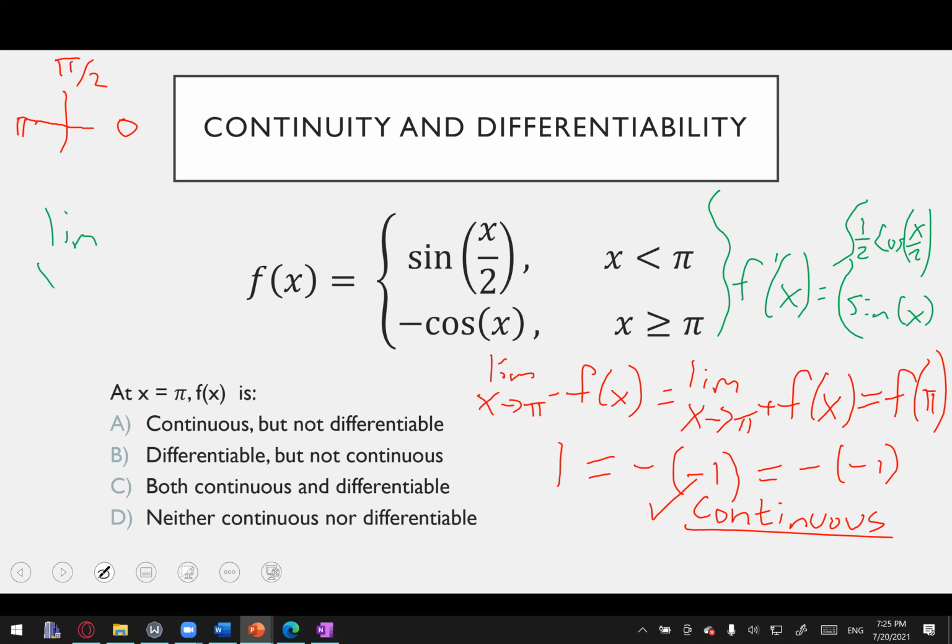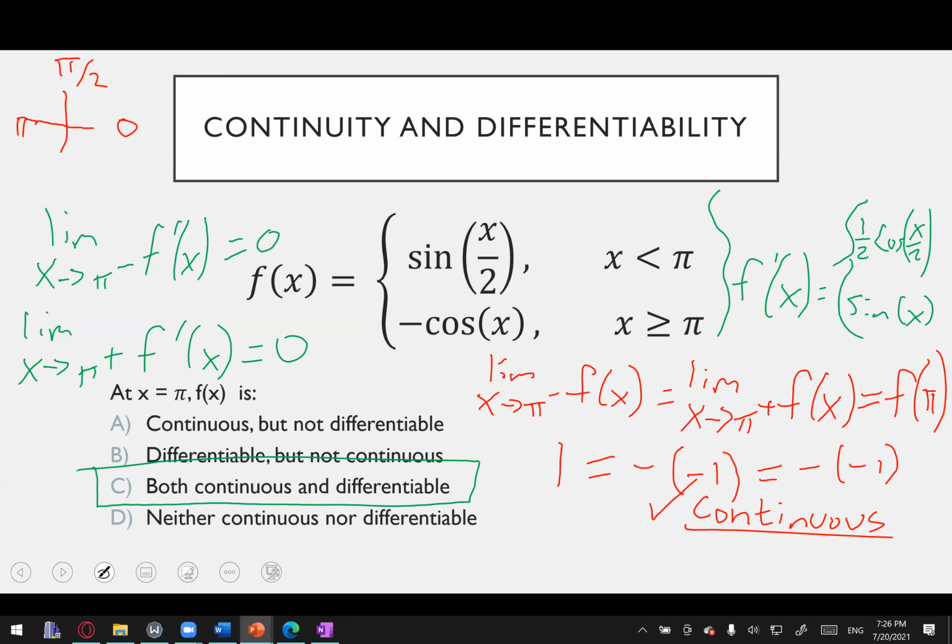So for a test for differentiability, the limit as x approaches pi from the left of f prime x is 0. And the limit as x approaches pi from the right of f prime x is what? What's the sine at pi? Sine of pi, it's also 0. Okay, what does that tell us? It's also differentiable. Perfect. This one is both continuous and differentiable. Okay. Last one.